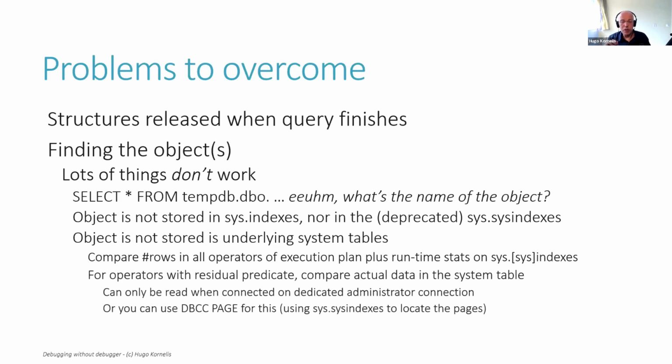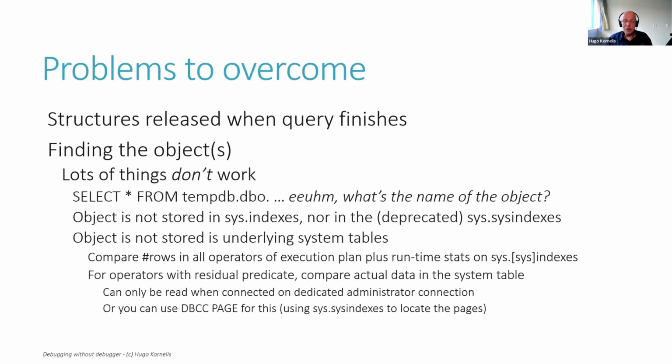There are two ways to do that. One is to have a separate dedicated administrator connection to the database. On a DAC connection, you can actually read the internal system tables. Another method you can use is DBCC PAGE to actually inspect the contents of the system tables. Then you first have to figure out on what pages they are stored, and then you can inspect those pages. That is the method I actually used. And it turned out that there was simply nothing stored there.